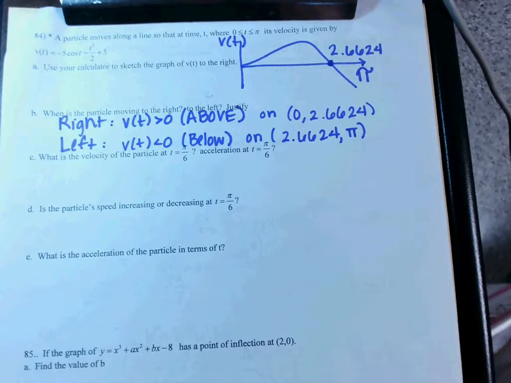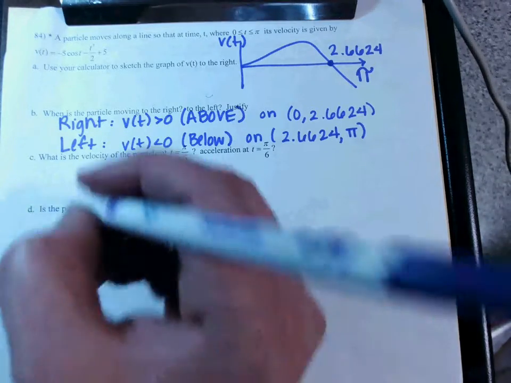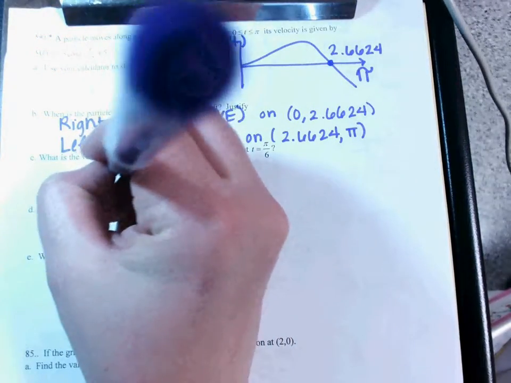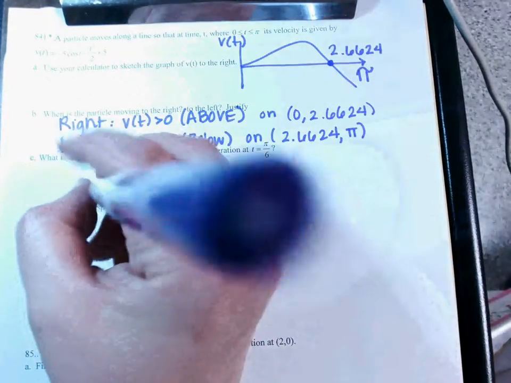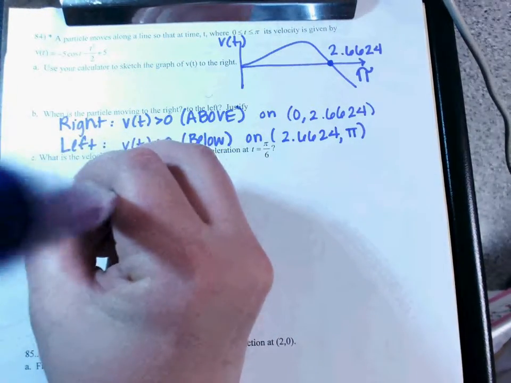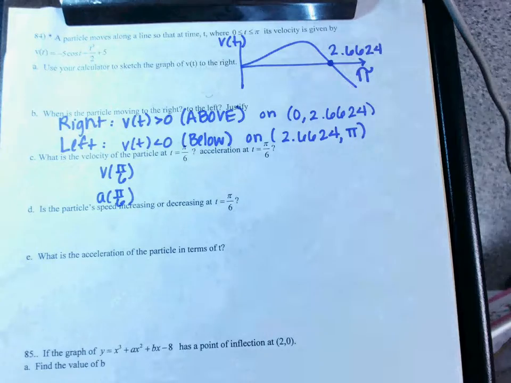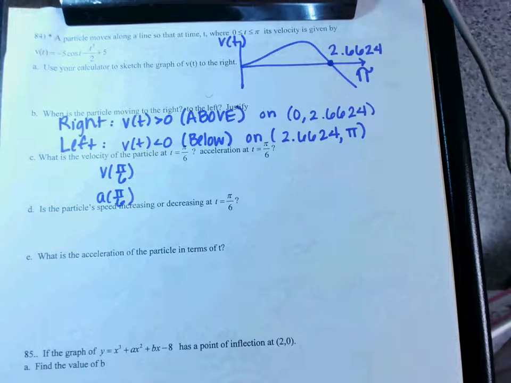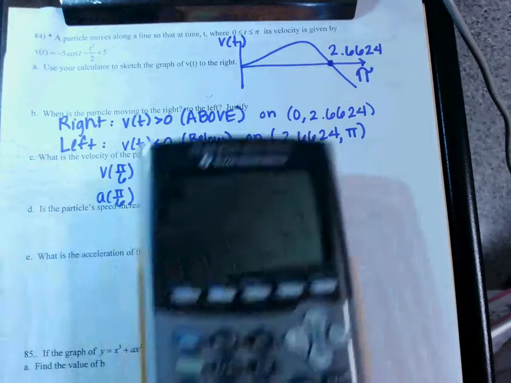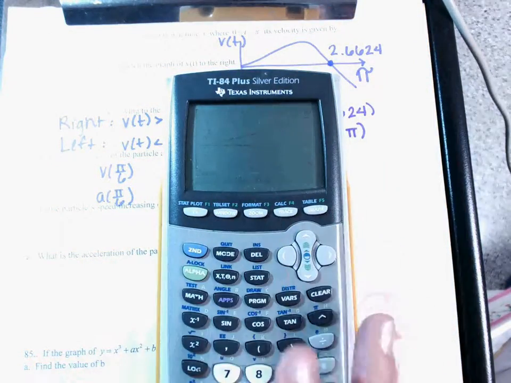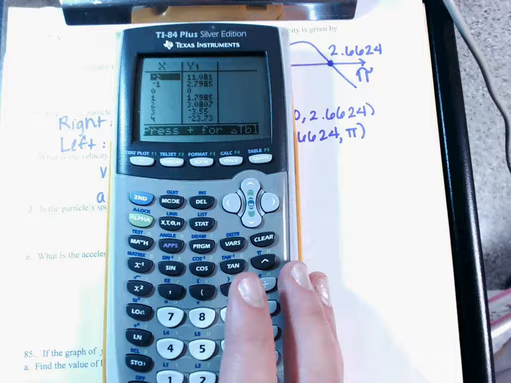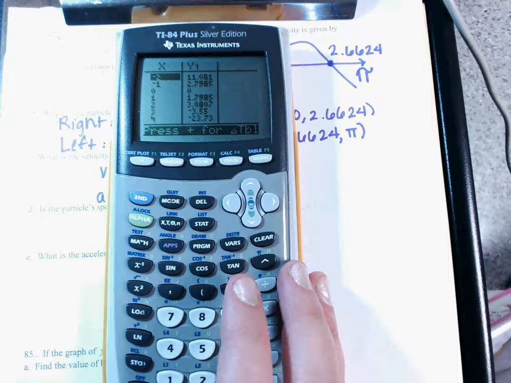Then for part C, it asks you for the velocity at pi over 6, and it asks you for the acceleration at pi over 6. Now, quick question. My graph is velocity. I want to find the y value, but if I go to my second table, is pi over 6 going to show up in my table? No, because it's not a whole number.